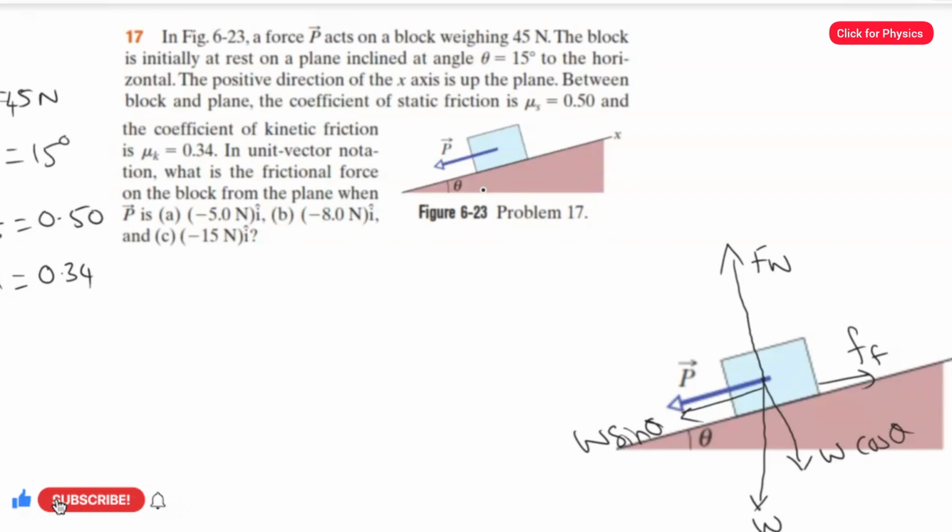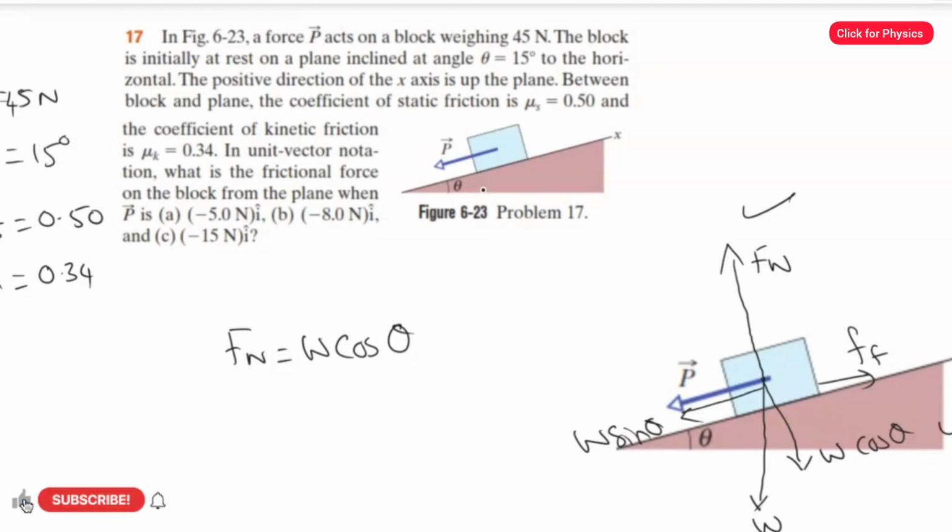That means the forces acting on this block: you have upward force, downward force, rightward force, and leftward force. For finding the frictional force, first we equate the upward force. Your normal force, the upward force, is equal to the downward force, because opposite to the normal force you have W cosine theta. So we can write Fn equals W cosine theta.